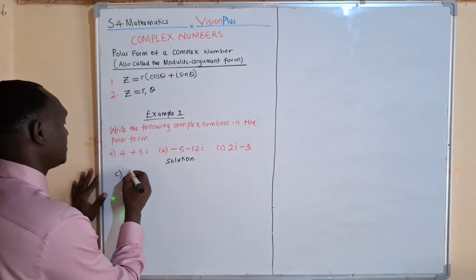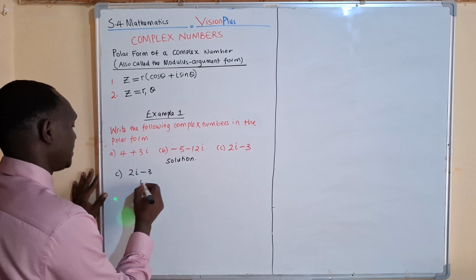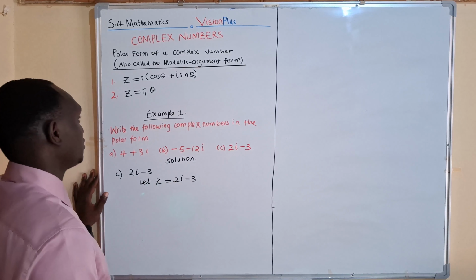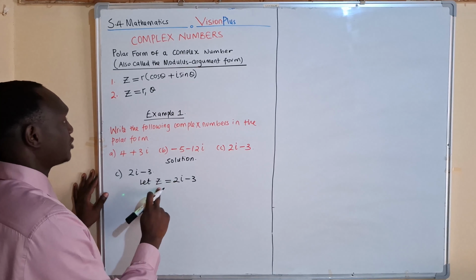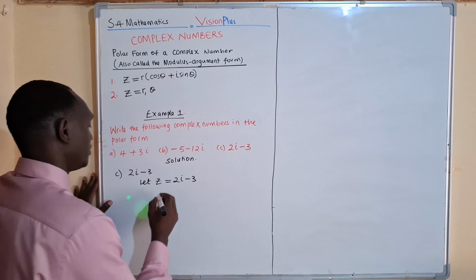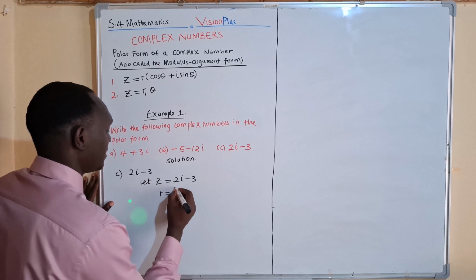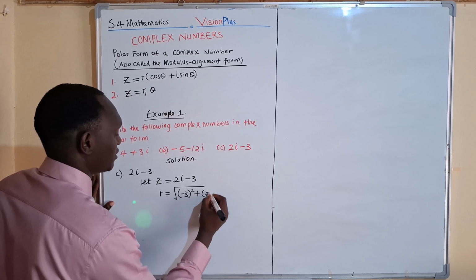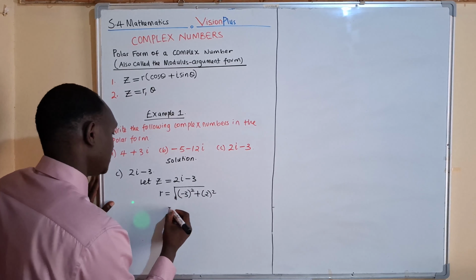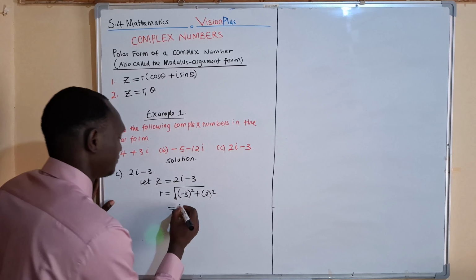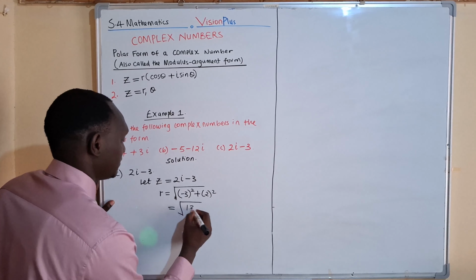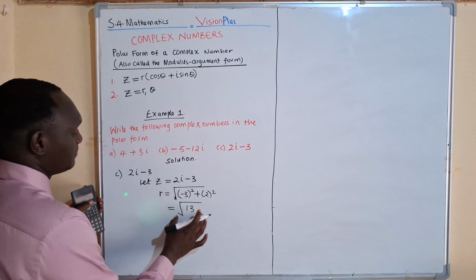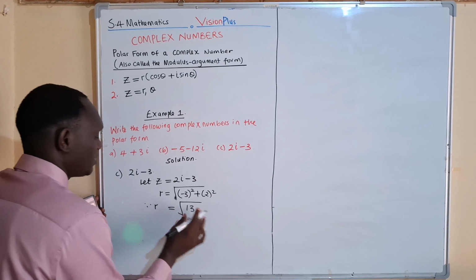And now for part C is 2i minus 3. So you can say let the complex number z be equal to 2i minus 3. Then we need to find the magnitude of this complex number and the argument for us to find the polar form. So the magnitude r is given by the square root of x, negative 3 squared, plus y, which is 2 squared. We have learned that already. This gives us square root of, actually, 13, because 3 squared is 9 plus 4 is 13. So this is the value of r, which is in surd form.